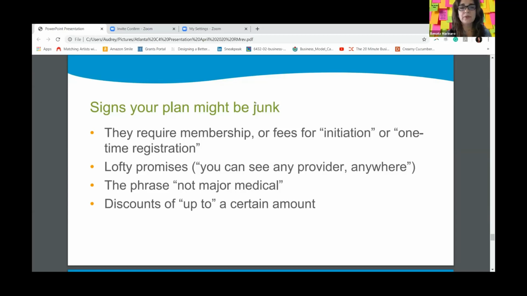Like you can see it anywhere. If it has the phrase "not major medical," that means it's not comprehensive insurance. So if you see that phrase, you know it's not going to cover essential benefits. And also, if you see something that says discounts of up to a certain amount, that's pretty shifty. So it's very difficult to know what you might end up spending.